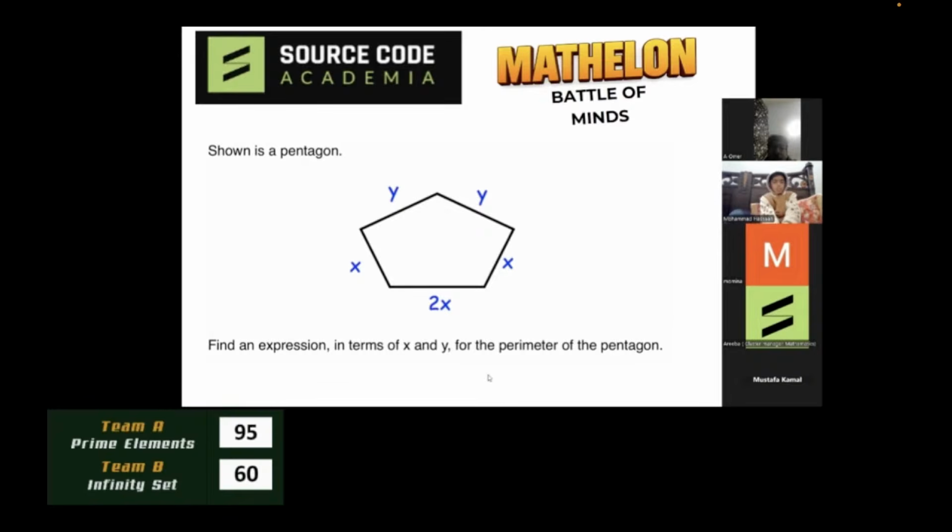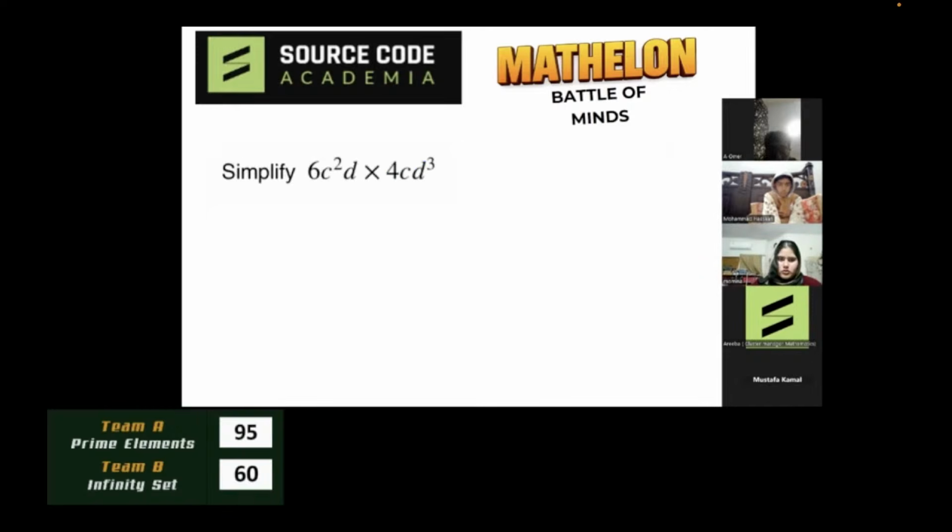Well done. Next question on your screen now. 6c squared d times 4c d cubed. You need to simplify this expression. Team Murtaza Shehzad: 24c cubed d to the power 4. Yes, 24c cubed d to the power 4 is the correct answer.